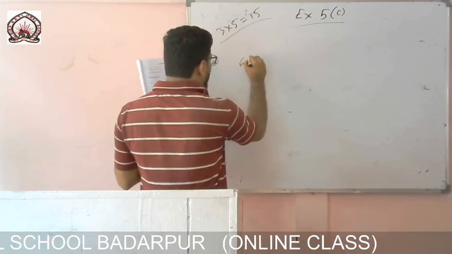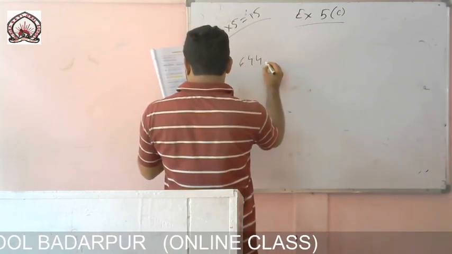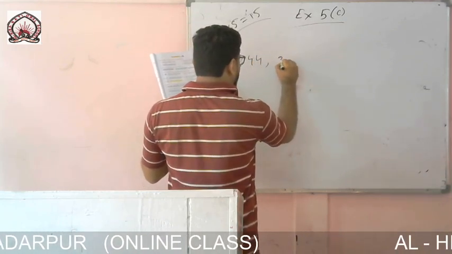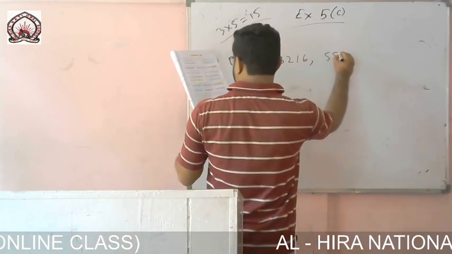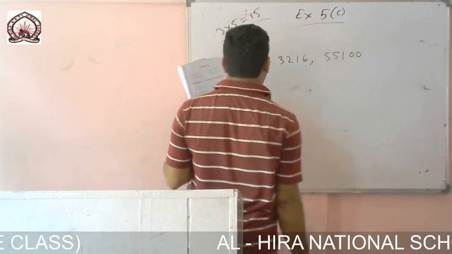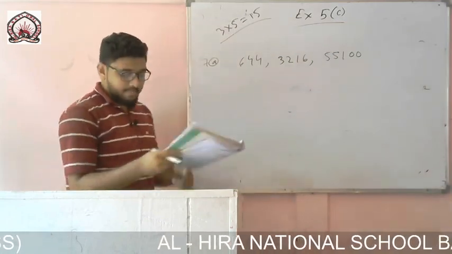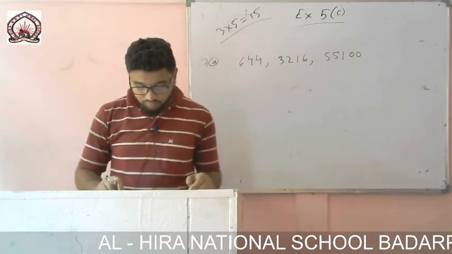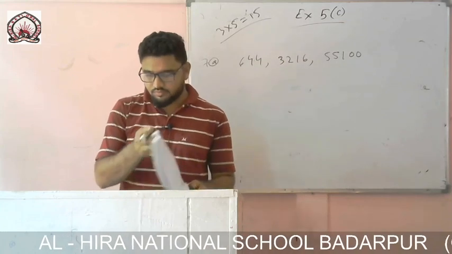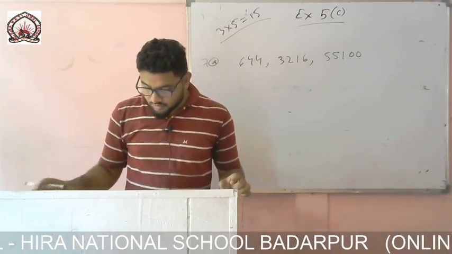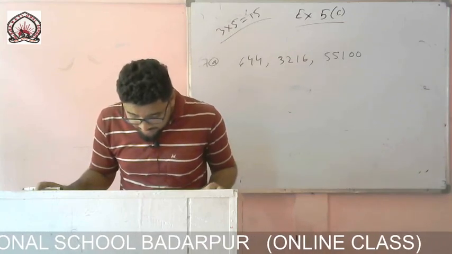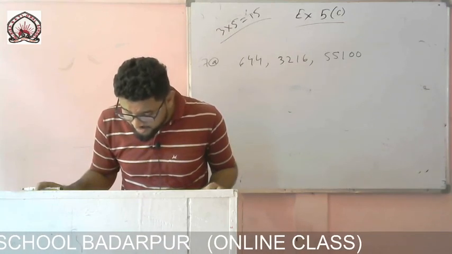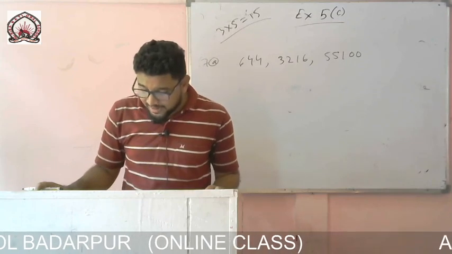64, 644, 3216, then 55100. Okay. Which of these numbers are divisible by 4 but not by 8?